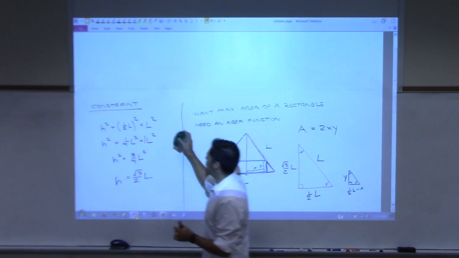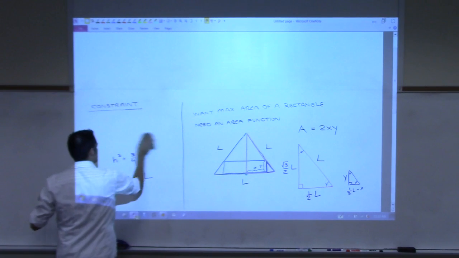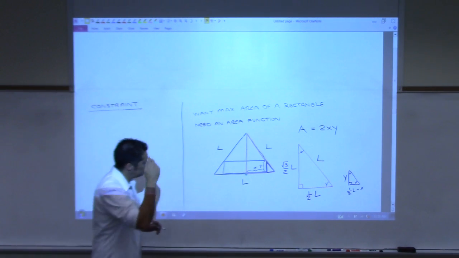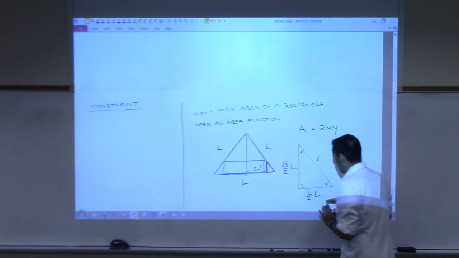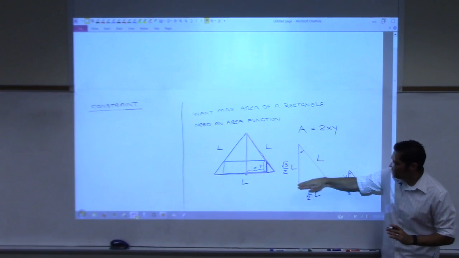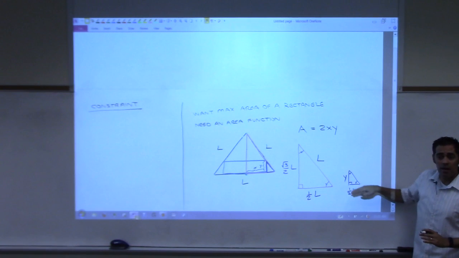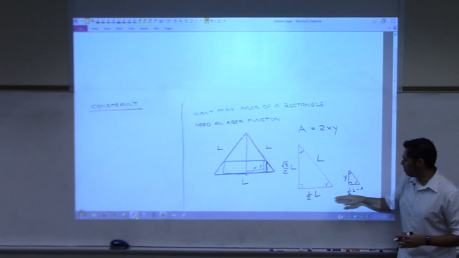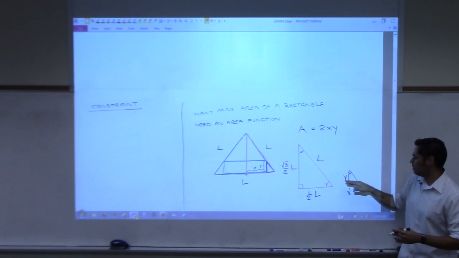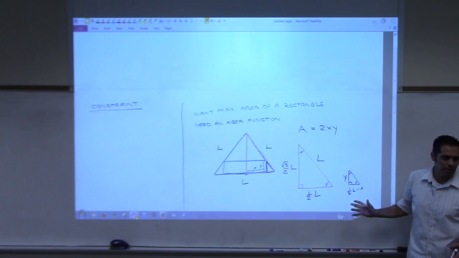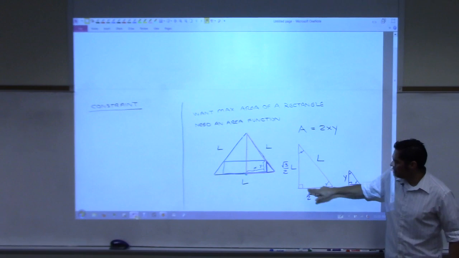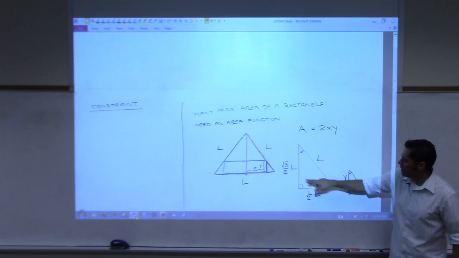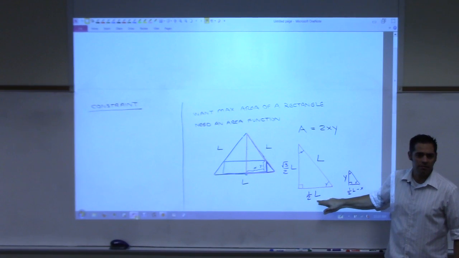My constraint equation is going to need to involve x and y and probably L. So I can set up my ratio however I want. I can go this side divided by this side equals this side divided by this side. Or I can go this over this is equal to this over this. Or I can go this over this is equal to this over this. It does not matter which way I do it. I'm going to choose to do this over this equals this over this. And the reason I'm doing that is because if I do this over this, the L's are gone, aren't they?